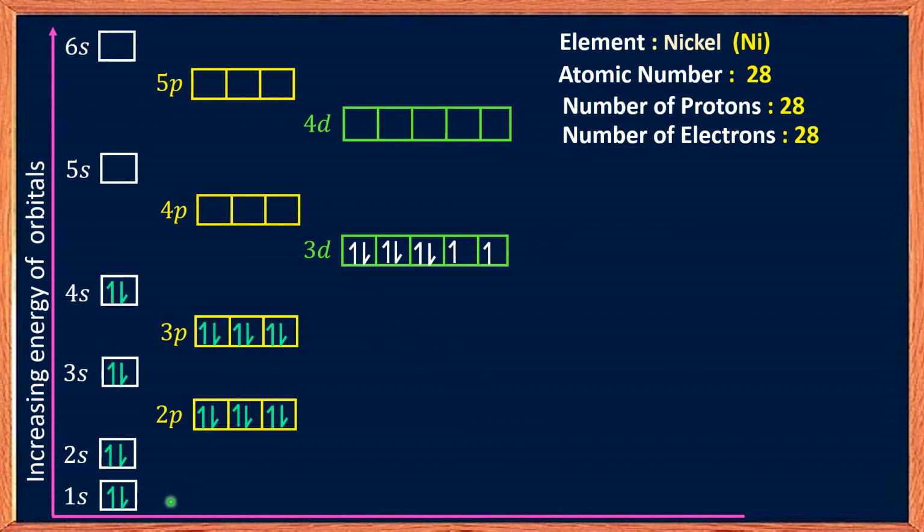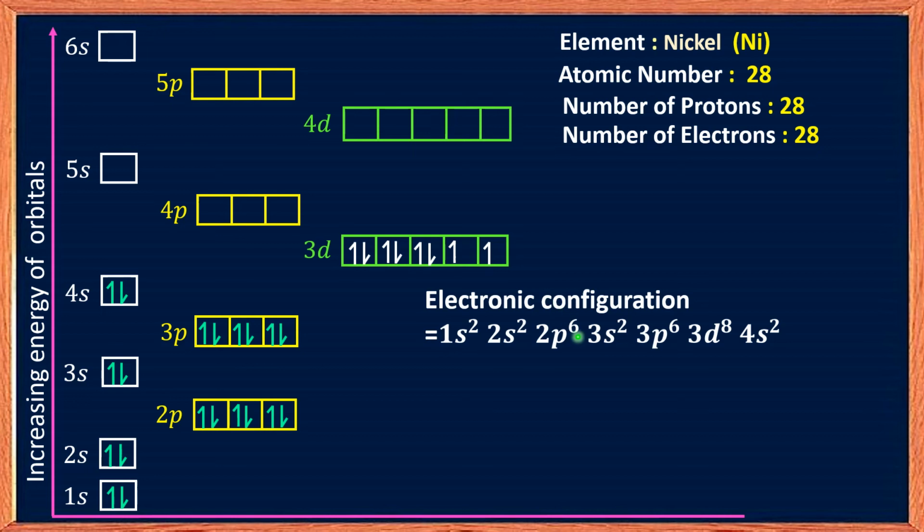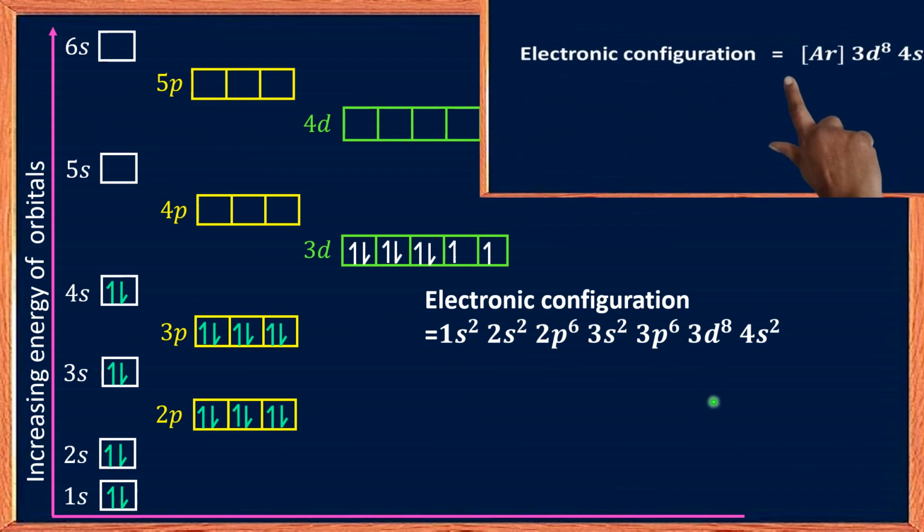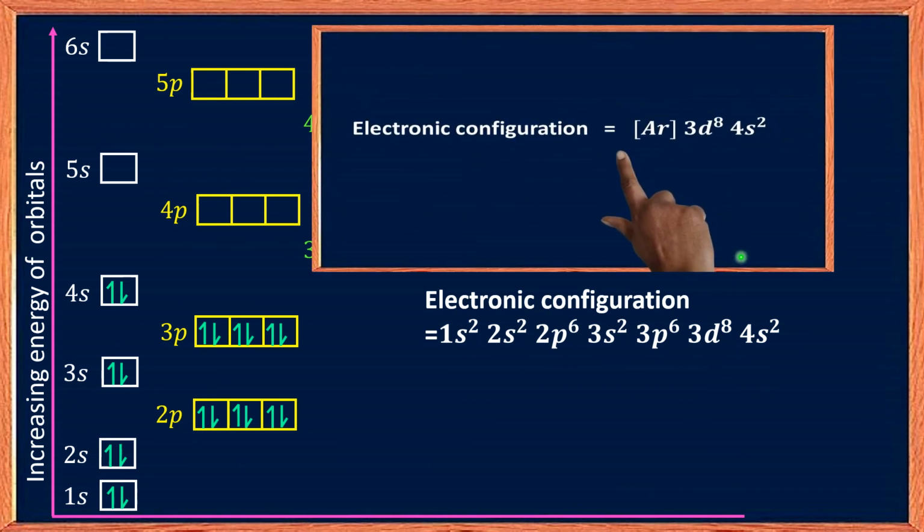The electronic configuration is 1s2, 2s2, 2p6, 3s2, 3p6, 4s2 and 3d8. The same I have written here, or you can write it in the short way as argon 3d8 4s2. Clear?